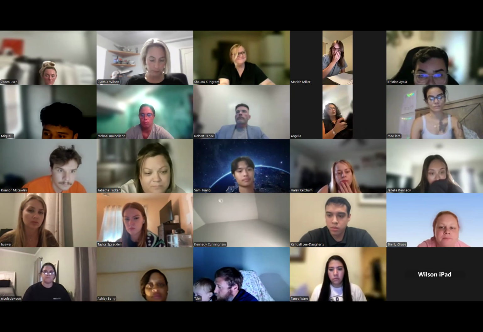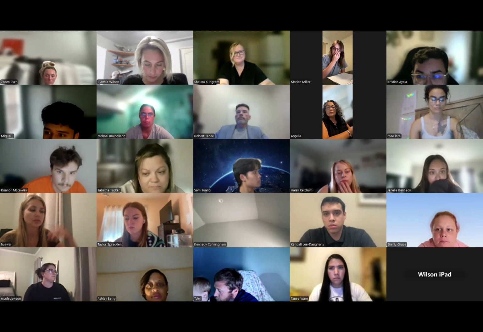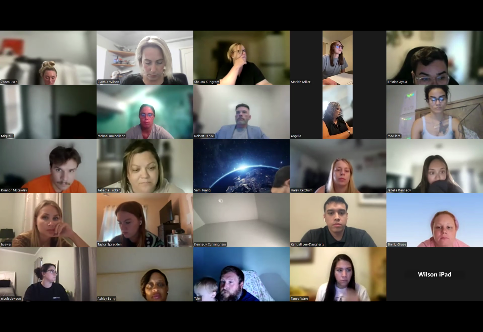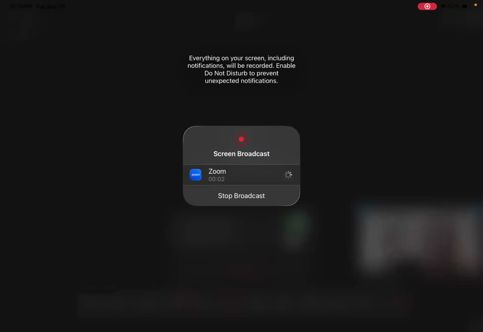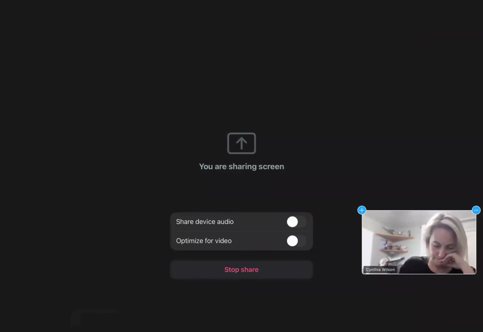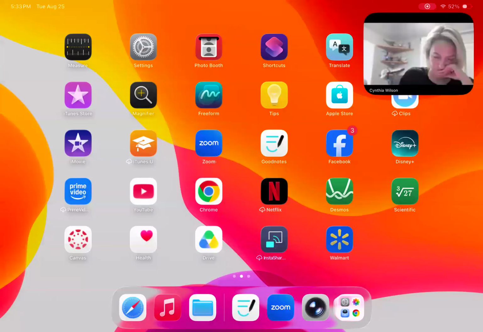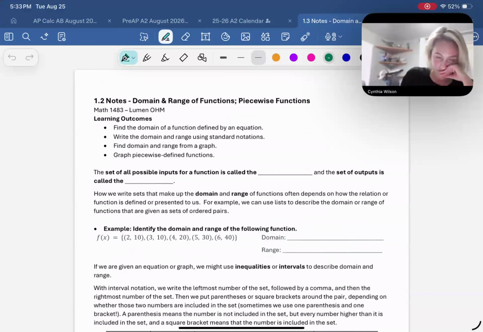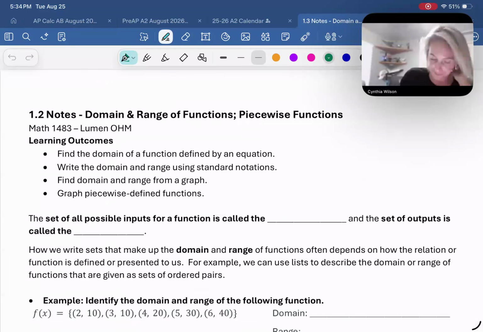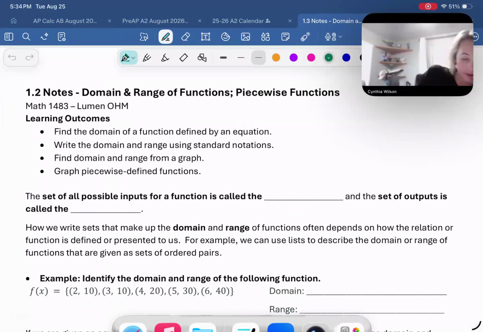Okay, so I'm going to share my screen. Okay. No, I 100% labeled that wrong. This is 1.3, not 1.2. We did 1.2 last week. Okay, so now I gotta fix that because it's gonna bother me. Okay.